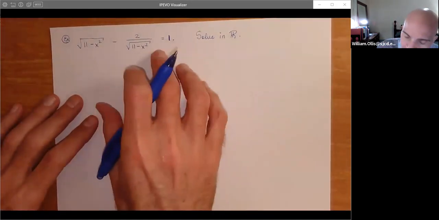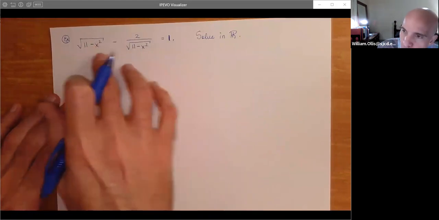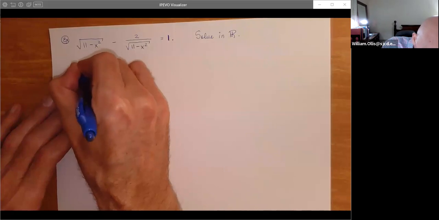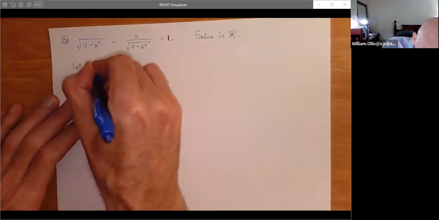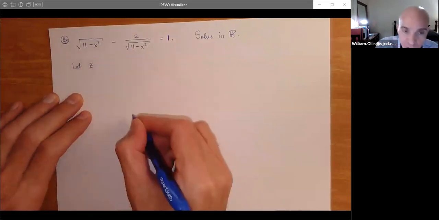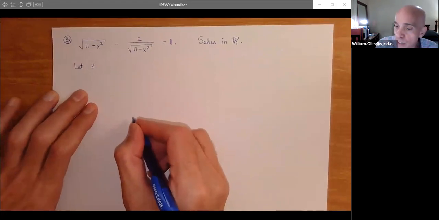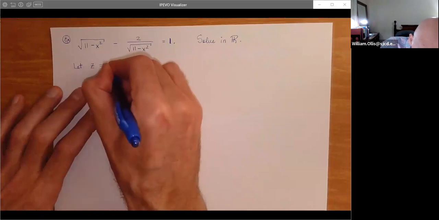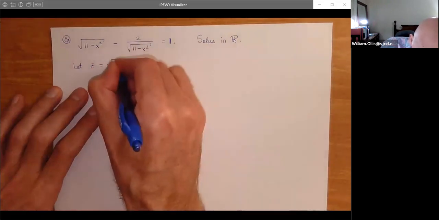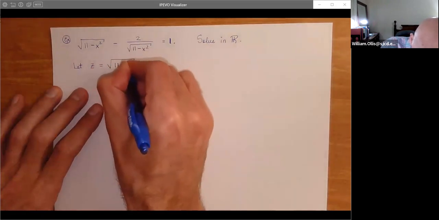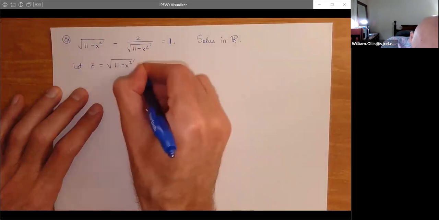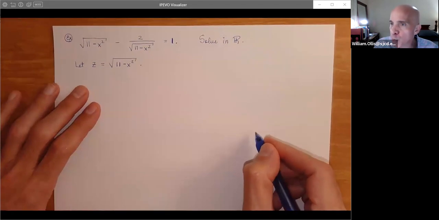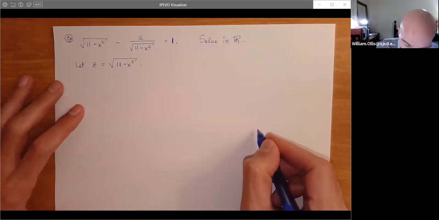So since we have this repetition of the radical, here's what I'm going to do. I'm going to let z, I'll just use the letter z. Now, when I write a z, I'll put a little cross in it like that so it doesn't look like a 2. So I'm going to let z be the square root of 11 minus x squared. And of course, if you stare at this long enough, you can figure out an answer. So there's nothing wrong with that. We just want to make sure that we find all of them.